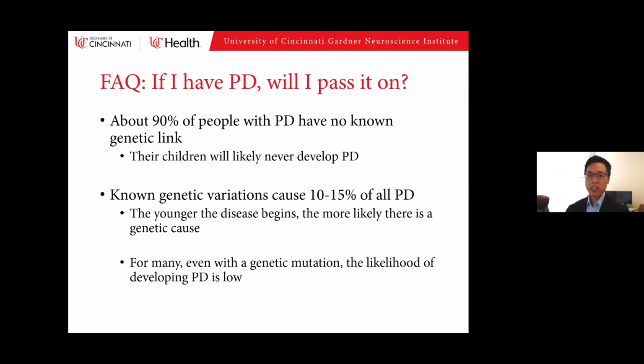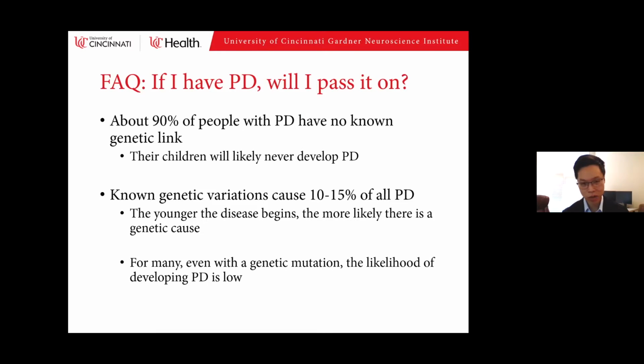Okay, another question is, well, you've just diagnosed me with Parkinson's. Will I pass it on to my children? And what's the risk for my children? About 90% of people, that's a big majority, have no known genetic risk. And it's very likely that their children or family members will never develop Parkinson's disease. Having said that, there is a known genetic risk or variation that accounts for maybe 10 to 15% of Parkinson's disease.